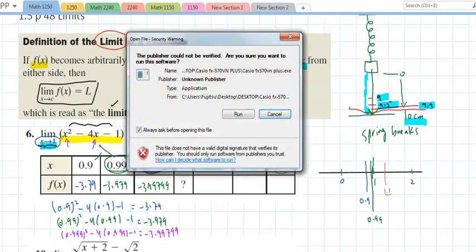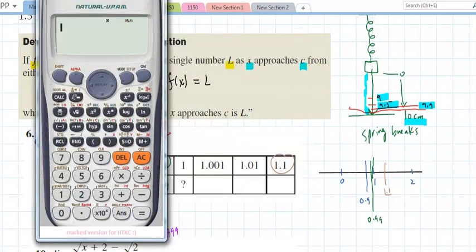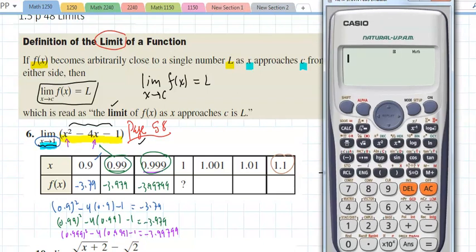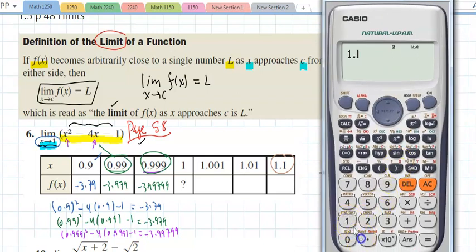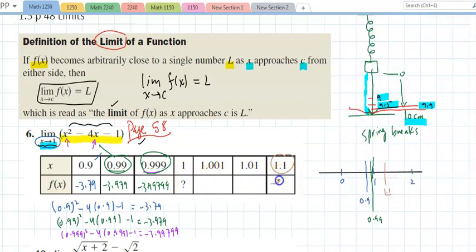Let me open it again. Let me see if it's still there. If I take 1.1 and store that in my answer and go back, okay, it's not there anymore. I have to input it. So I'm going to input, remember, and my answer now is 1.1, right? So if I take my answer and square it, minus 4 times my answer minus 1, it's going to give me a negative 4.19.